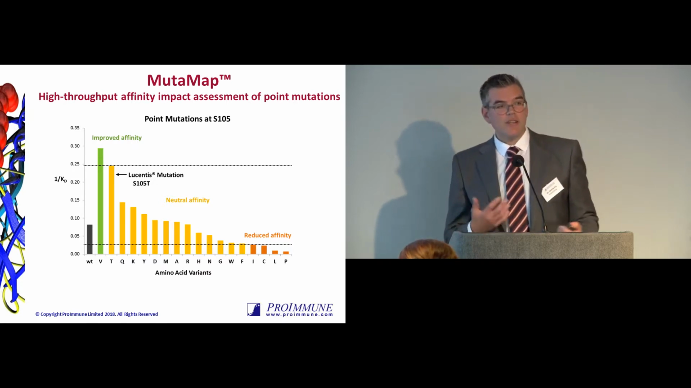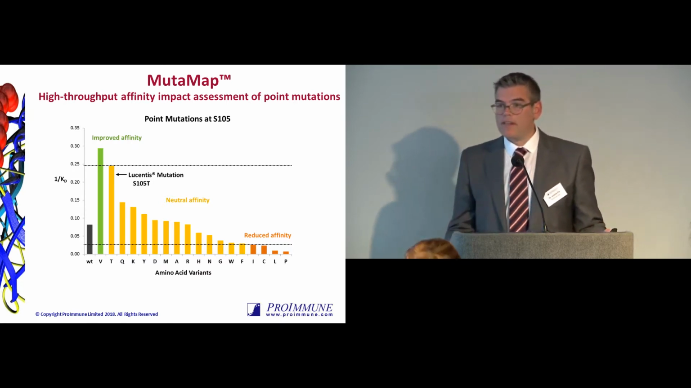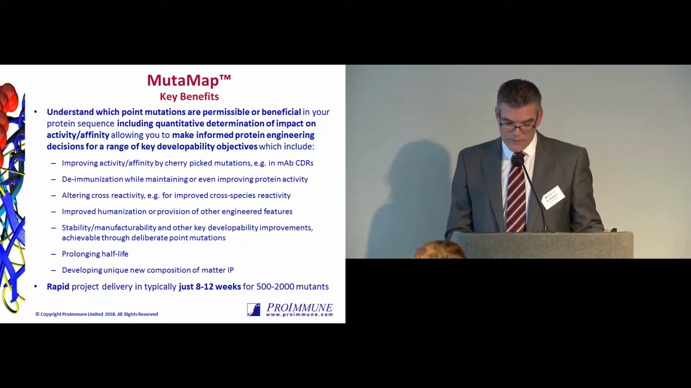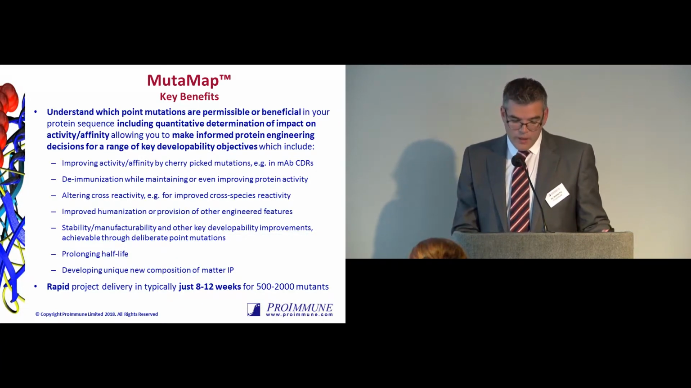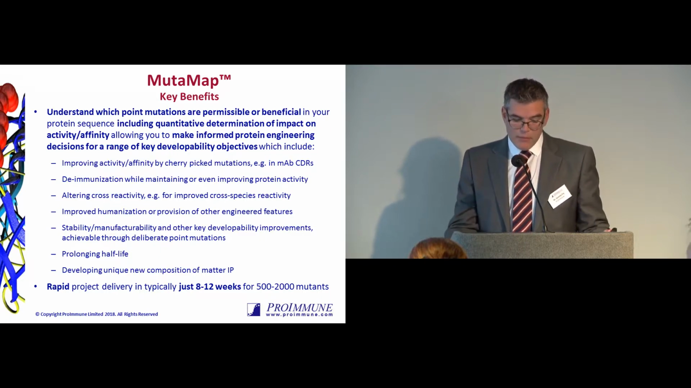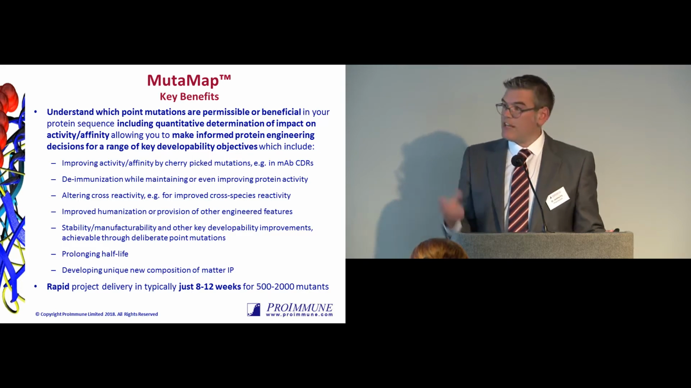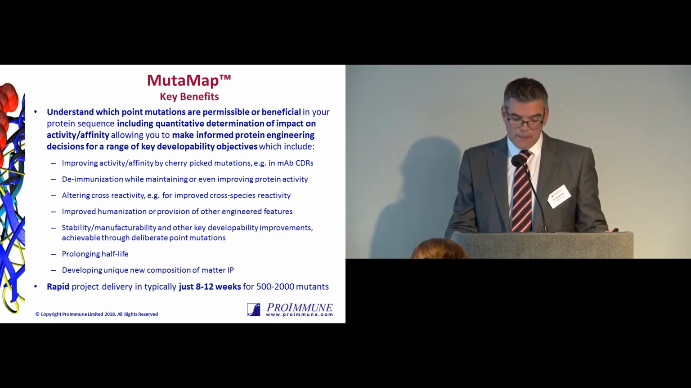So you can look at that and see whether that would give you a benefit in regards to immunogenicity, manufacturing, expression, all those different attributes. So the key benefits of MutaMap are really understanding which point mutations are permissible or beneficial in your protein sequence, including the quantitative determination of the impact on affinity and activity. It allows you to really cherry pick the best mutations, and that can be applied to deimmunization in a very time-effective way.